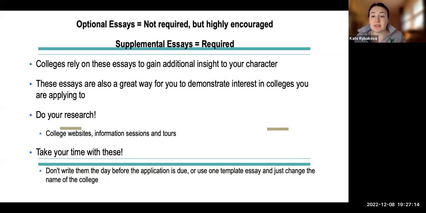Versus supplemental essay. If it says that, that means that it's required, but you need to always look on the website of the specific college. Essay is usually a requirement. At least one essay is a requirement pretty much at every American university that you're going to be applying for.